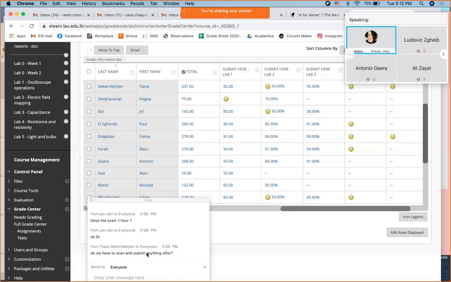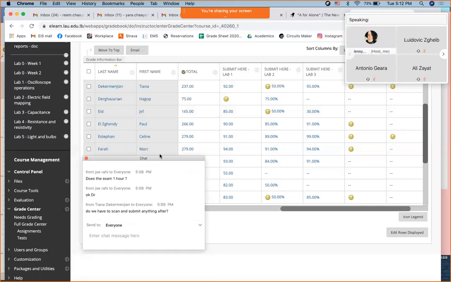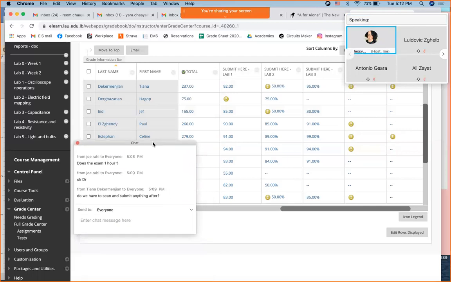Do we have to scan and submit anything after? Since it's MCQ, you just have to answer, click on ABCD, and that's it. Save, submit. Which is better? I know you are well trained in scanning, well, not really in scanning, but at least submitting a file as PDF. Let's use those skills for the final exam.